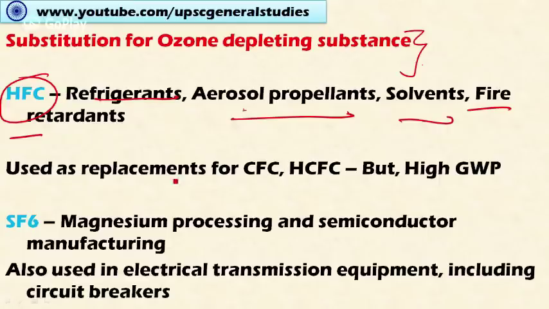And sulfur hexafluoride is used in various manufacturing processes like magnesium processing and semiconductor manufacturing, and it is also used in electrical transmission equipment including circuit breakers. So these are all the uses of these fluorinated gases.